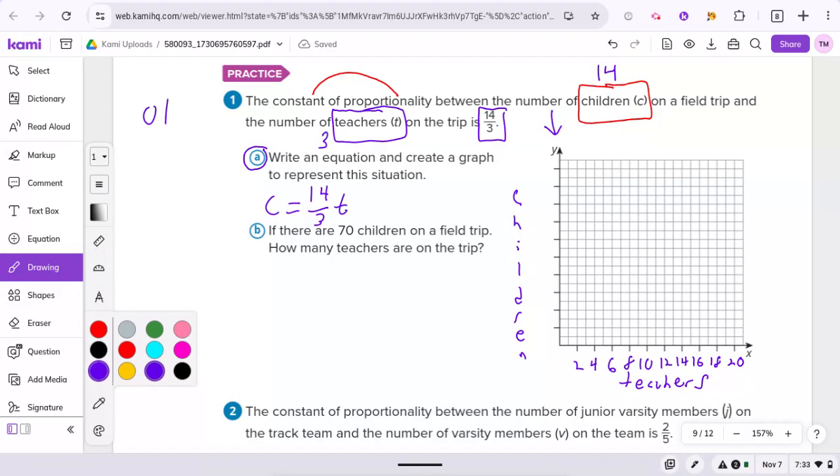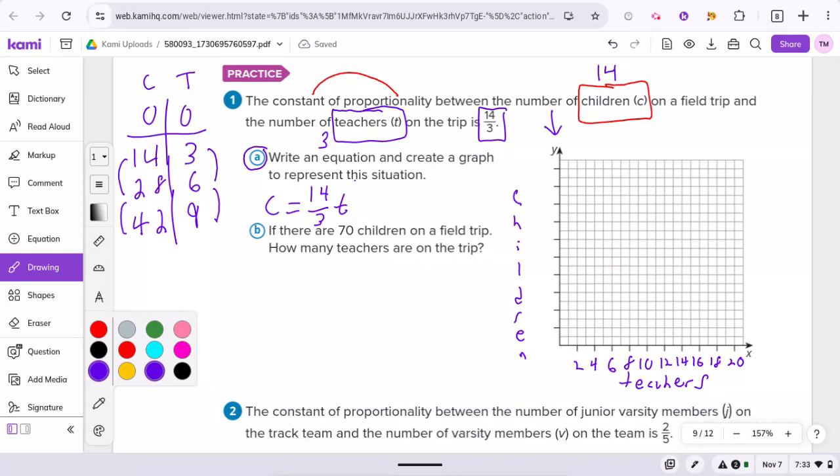So if we set up a data table, of course, if 0 teachers went, 0 children can go. If you had 3 teachers attending, 14 children can go. 6 teachers, 28 children. If you had 9 teachers, you'd have 42 children going. So you'd continue increasing at this rate of 14. 3 additional teachers, 14 additional students. It's the same constant of proportionality. 3 more teachers, 14 more students.